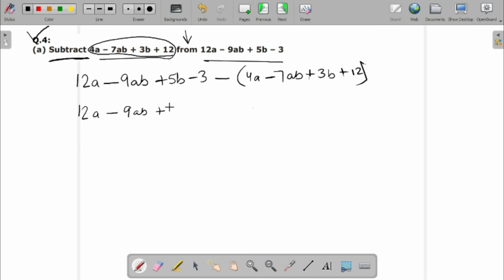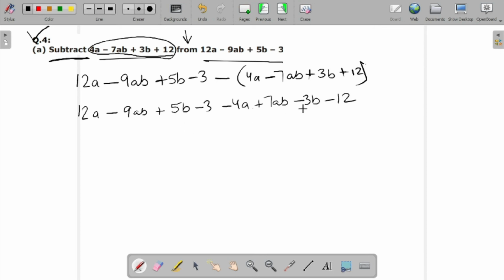9ab plus 5b minus 3. Now see, this will become positive, this will become minus 4a. This will become plus 7ab. This will become minus 3b. This will become minus 12. So after this step, again simple, we collect the like terms.